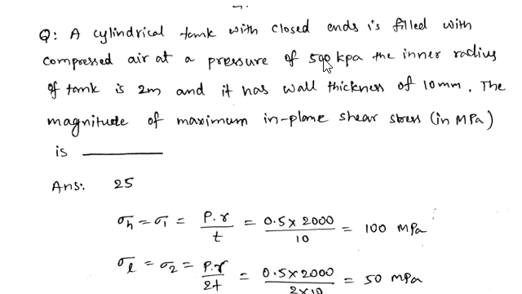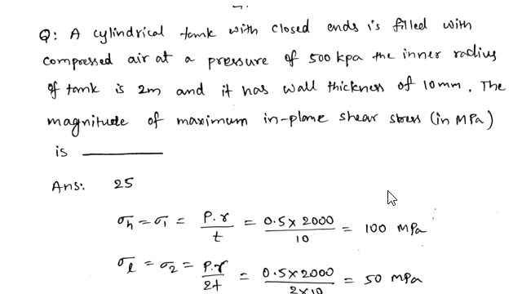So when you take 0.5, it will become 10 to the power of 3. So anyway, 500 kilopascals, when you want to express it in megapascal, is 0.5 megapascal, and the inner radius is given as 2 meters. So when you substitute in mm, that is 2000 mm, and the thickness is 10 mm. When you substitute and simplify, we are getting sigma h, that is sigma 1, as 100 megapascal.